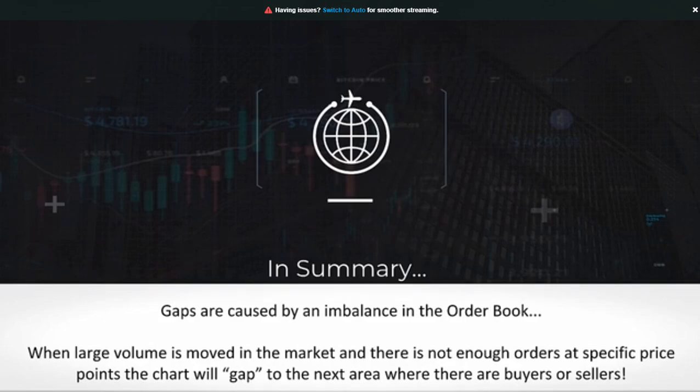If you notice a gap, there will be traders that are placing orders based off of that.